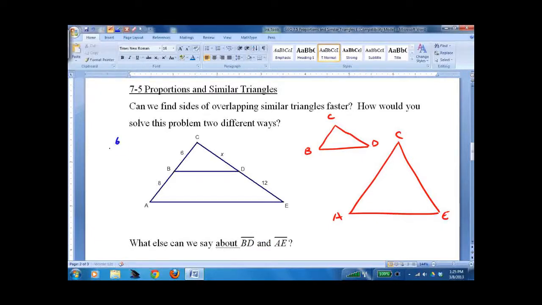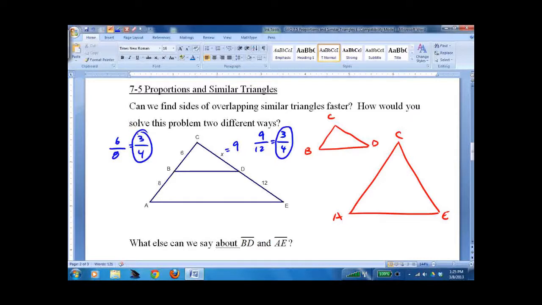Can we say 6 over 8 equals 3/4? Therefore, if 3 times 4 is 12, x would equal 3 times 3 is 9. So 9 over 12 equals 3/4. Can we do that? And the answer is yes.